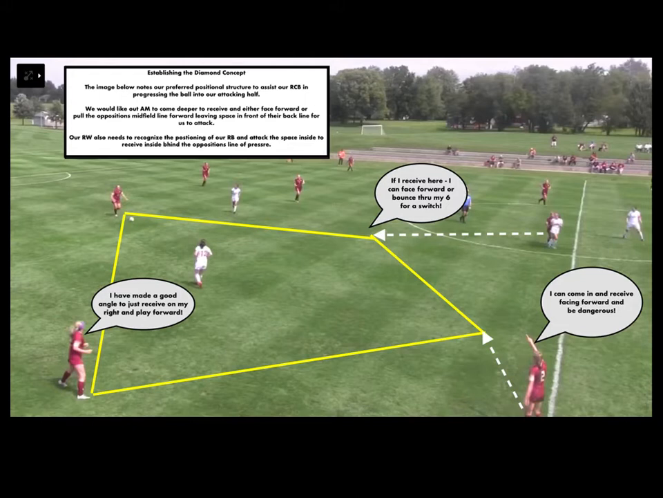If we play around them, we play around them. But again, our first idea is, can we play through them? And if we don't have that good shape, we're not occupying enough defenders to then create the windows to play through.